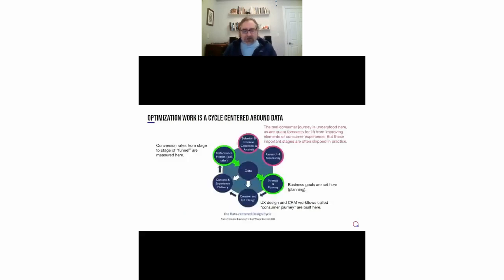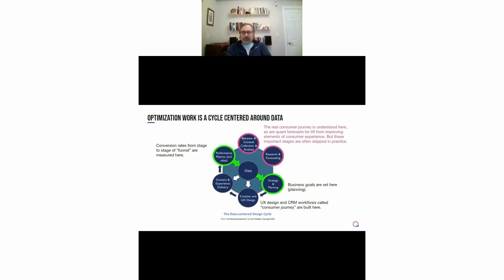So if you were in the last session, you'll remember this diagram from the book, and you'll remember the green line here, right? The green line is up in the upper left green circle, measurement. Everybody's measuring in some way. You have GA or some other tool, and you're getting metrics. That becomes data, and then ideally that data informs strategy and planning, right?